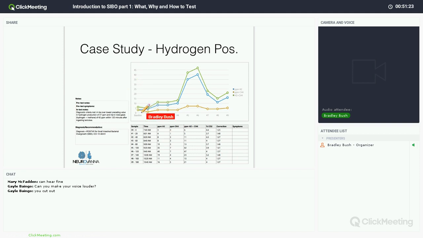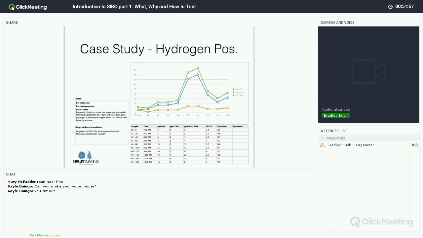This is where, in the test result you get from Neurovanna, you'll get a couple different reports. I'm only going to show you today in this webinar just the line graph and the data table as part of our result page. We also have an interpretation page, which I will highlight in our next webinar. In this particular case, if you look along the table, there's the sample zero. Sample zero is the baseline measurement the patient does.